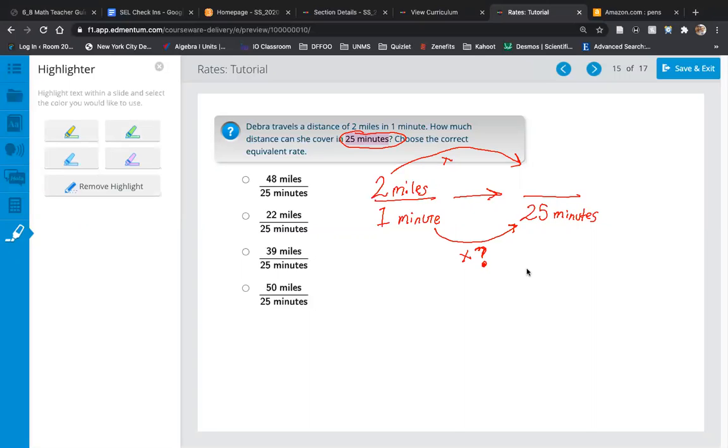Right, something else that we could do. I'll give you a different question. Let's say using this same rate of 2 miles in 1 minute. Similar idea, let's say I wanted to know how long would it take for her to go, let's say, 30 miles. How long would that take?